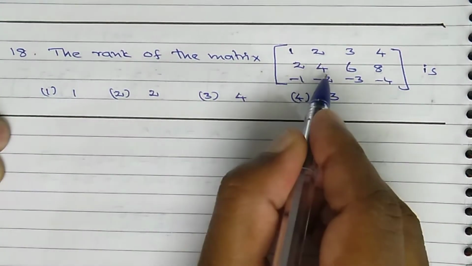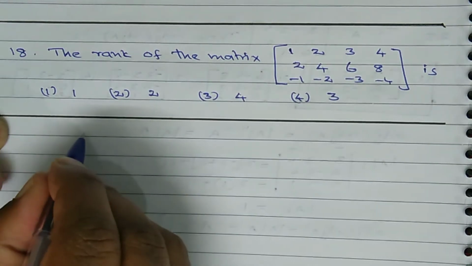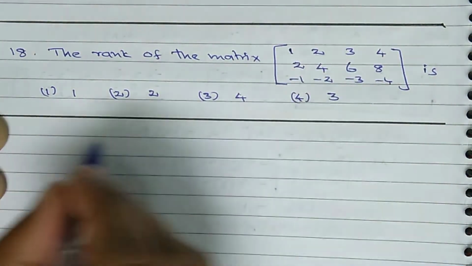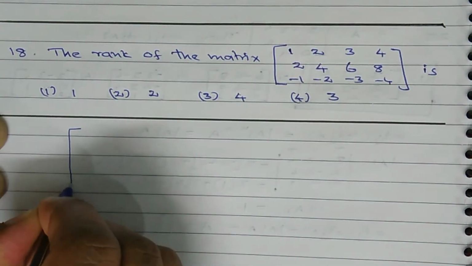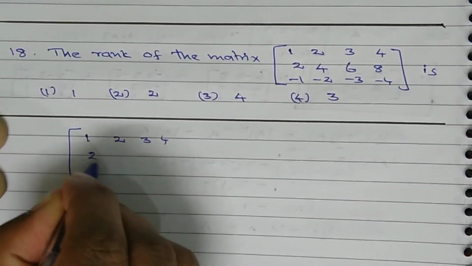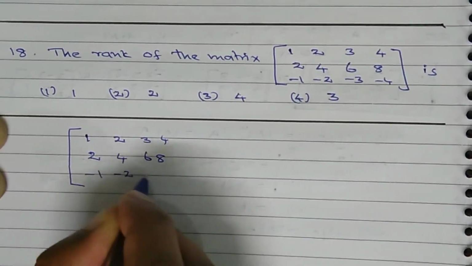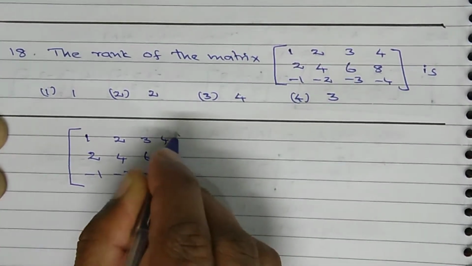The rank of the matrix. So they asked to find the rank of this matrix. So first convert it into echelon form. Matrix: 1, 2, 3, 4; 2, 4, 6, 8; minus 1, minus 2, minus 3, minus 4.